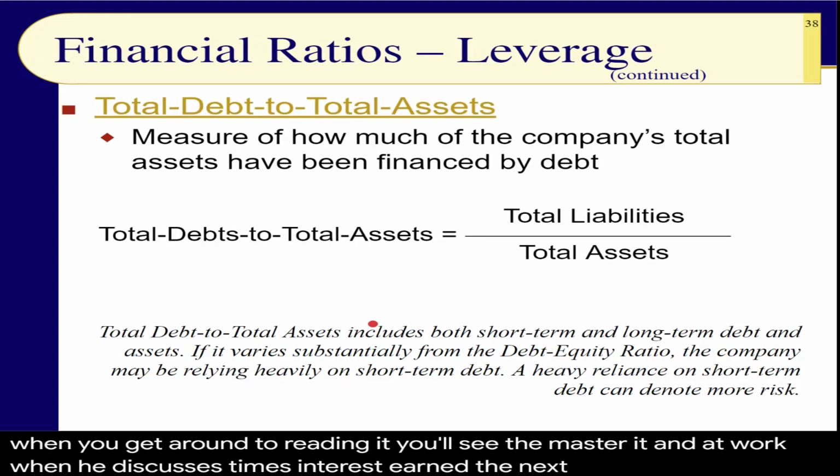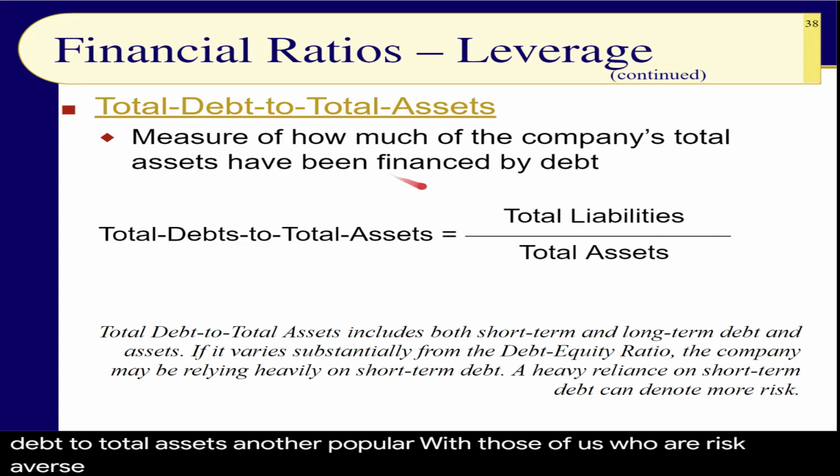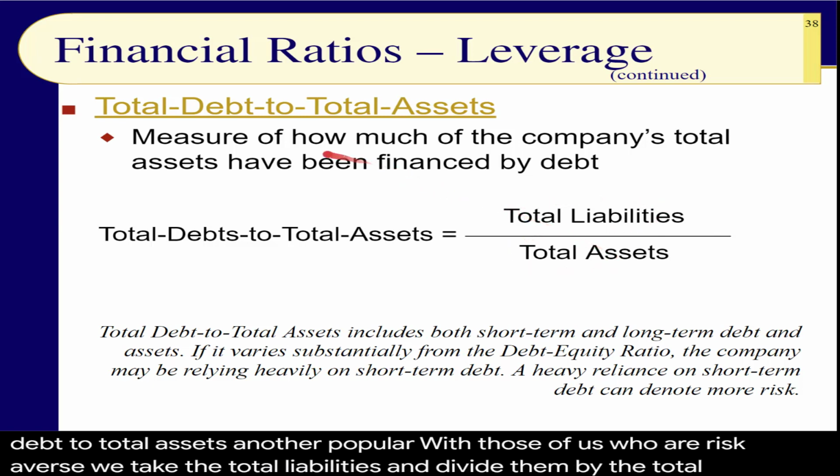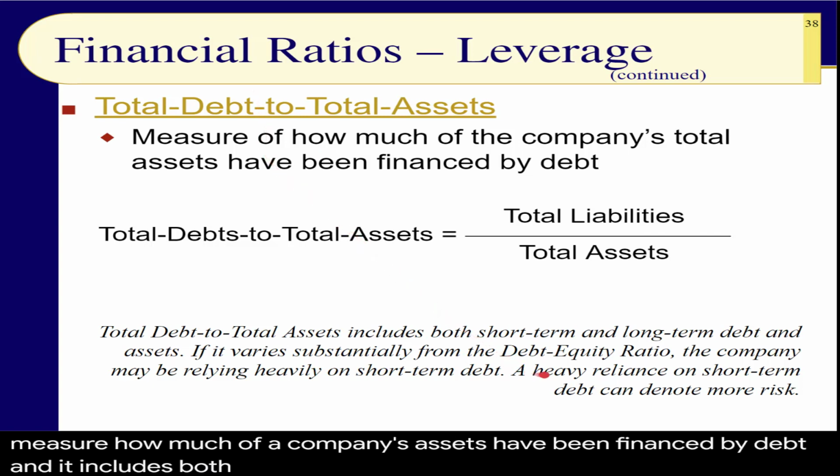The next leverage ratio is total debt to total assets. Another popular ratio with those of us who are risk averse. We take the total liabilities and divide them by the total assets. It measures how much of a company's assets have been financed by debt, and it includes both short-term debt and long-term debt.